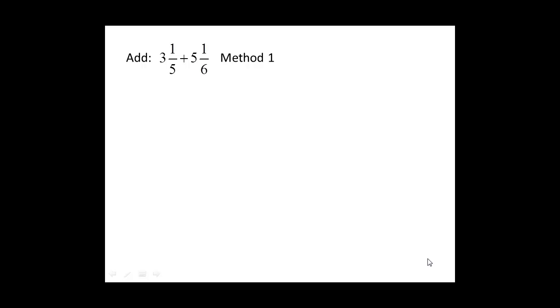Add 3 1/5 plus 5 1/6. We're going to do this method 1, meaning we're going to line up the problem vertically. We'll add the whole number parts together and the fraction parts together. When we go to add the fraction parts, we see that we do not have a common denominator. So we need to determine the least common multiple of 5 and 6. We could do this one of two ways. We could pick the 6 as the largest denominator and write the multiples of 6.